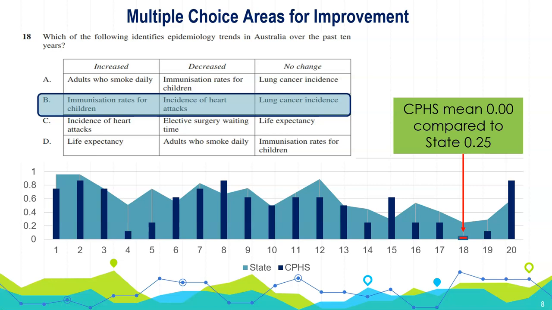When looking at areas for improvement, and in particular question 18, it was a difficult question none of our students correctly answered. This question required students to know syllabus terminology, for example, epidemiology and incidence. And they needed to examine trend data over time and also the nature of two different priority health areas, cardiovascular disease and cancer.